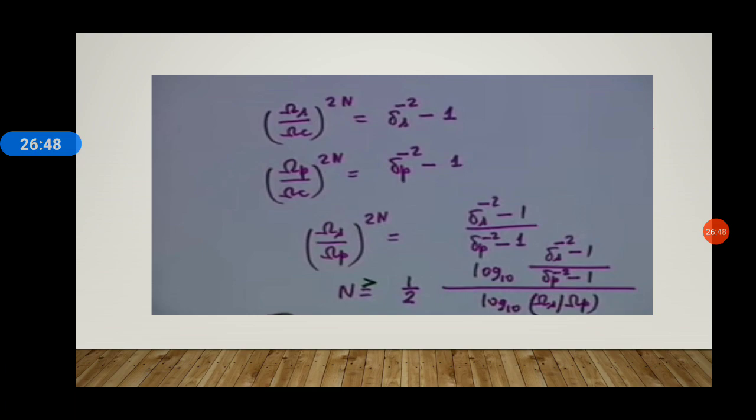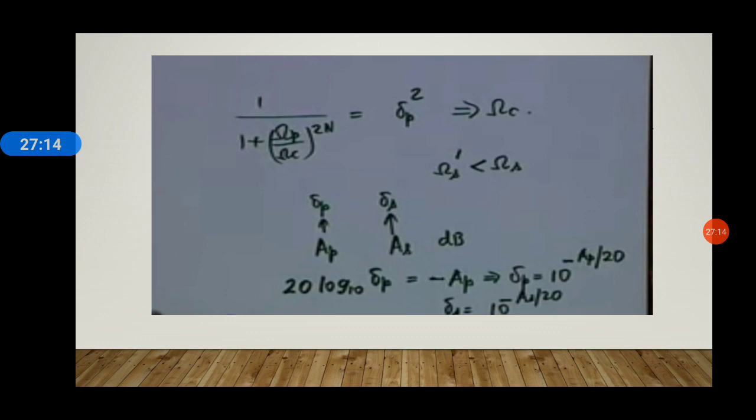So from here we can again write n greater than or equal to half of, taking log on both the sides, half of log 10 of (del s to the power minus 2 minus 1) by (del p to the power minus 2 minus 1), divided by log 10 of omega s by omega p. Here we can satisfy del s, del p, omega s and omega p, which will be given in our problem.